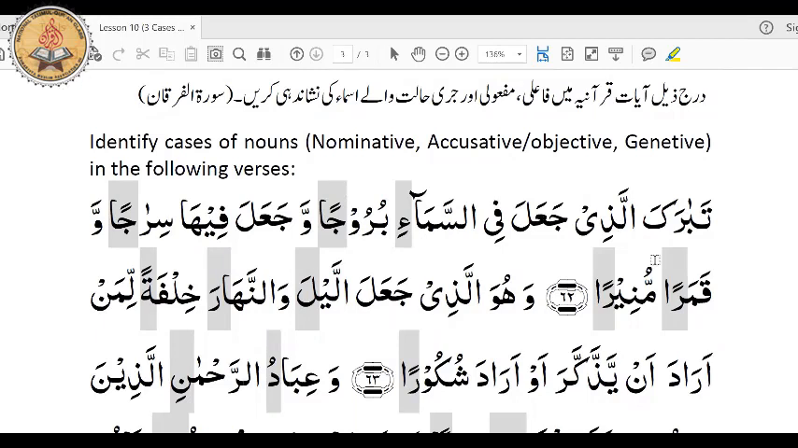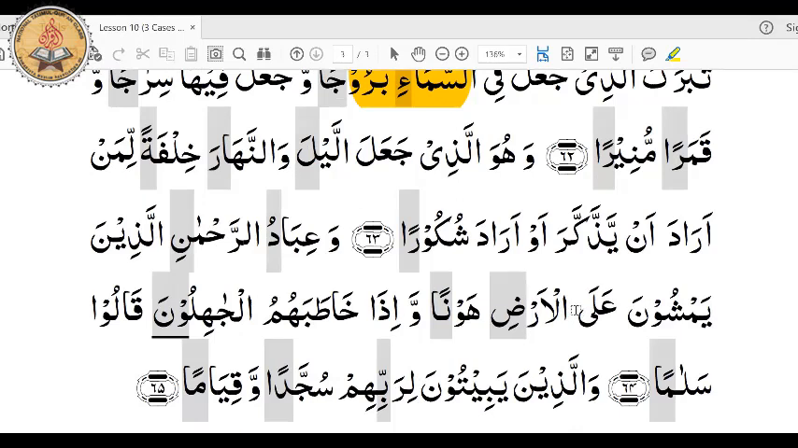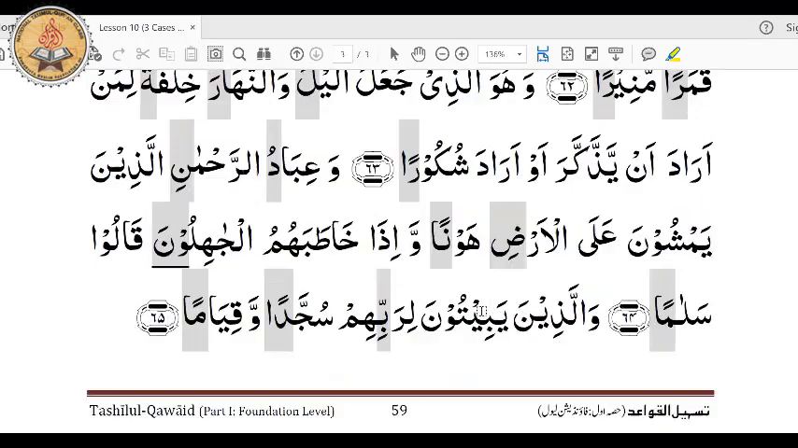So, Tabarak alladhi ja'ala fis samai. You will say as-samai, just put it down, and that will be in case 3. Burujan, where will it go? Al-layla, where will it go? Kamaran, muniran. So you just do this exercise, and inshallah ta'ala we will come with lesson 11 next Thursday, inshallah ta'ala.